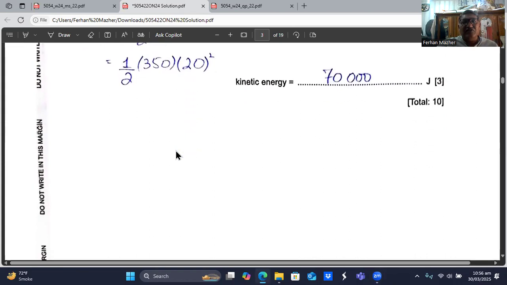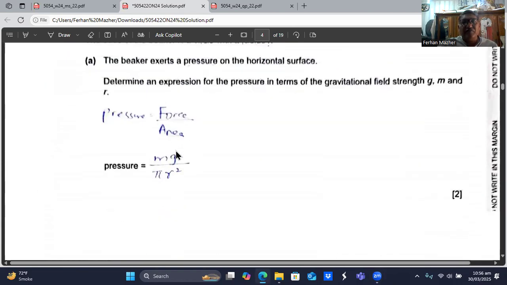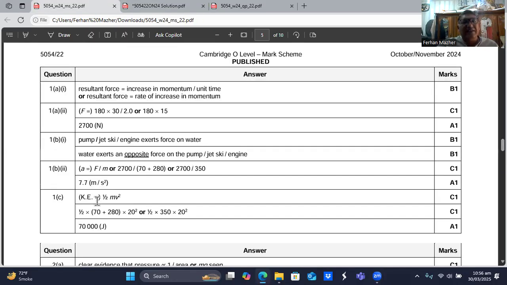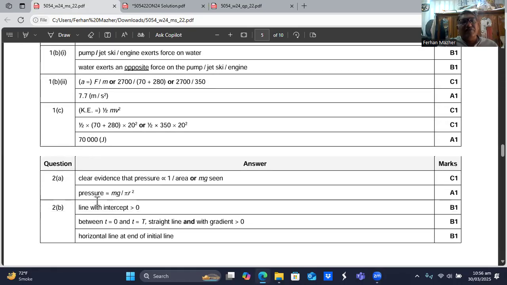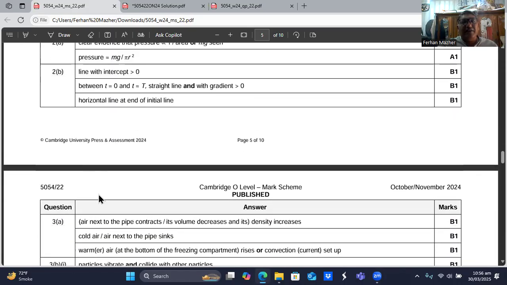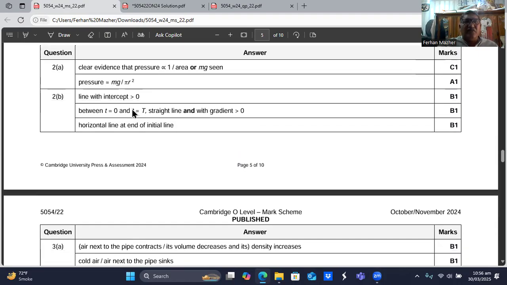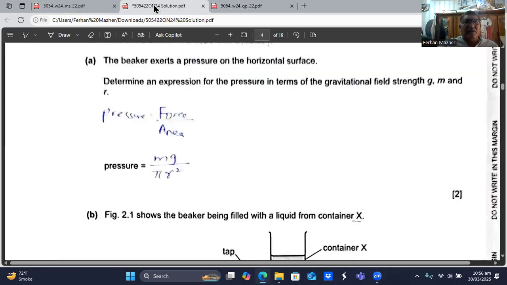So let me show you. The pressure equals force divided by area. That will equal mg divided by pi r squared. So here we go.